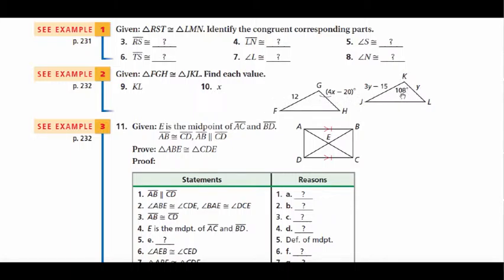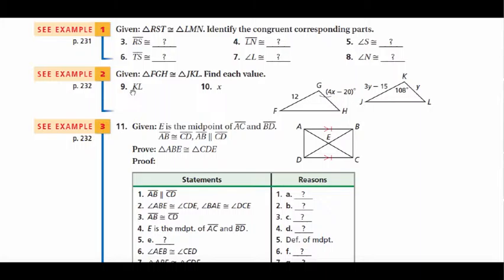Angle K is 108 degrees. Angle G corresponds with K, and G is 4x minus 20. So that means that I'm going to set 4x minus 20 equal to 108. I solve that equation for x, and I'm going to get that x is 32. So I now know that x is 32.